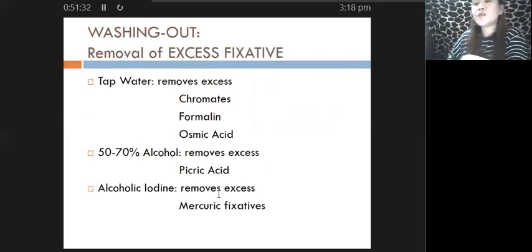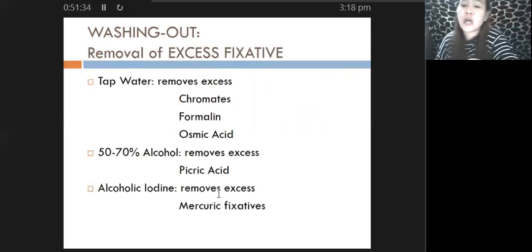Post-fixation procedures include washing out. Actually, that is the only post-fixation treatment that we perform after fixation, and that is washing out. When we say washing out, there are two purposes of washing out.